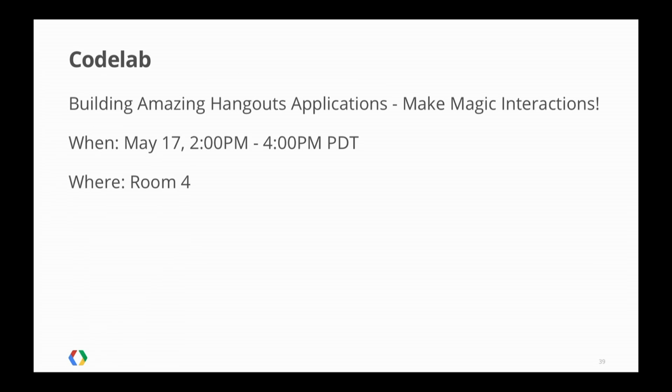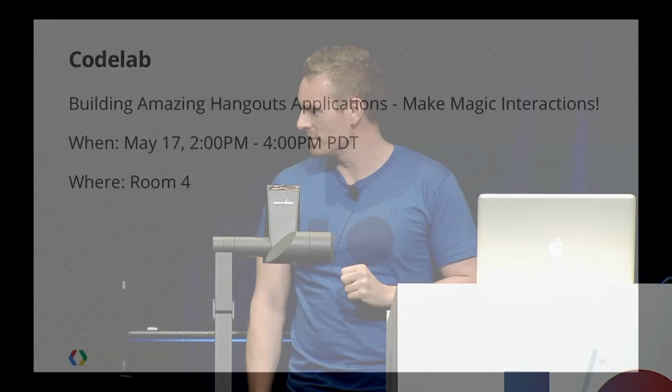And just a little upsell, we have a code lab on Friday at 2 p.m. We'll be going through some of these things, building a simple app that covers all the APIs that Jonathan talked about. I think it's got some of the new stuff in it, hand tracking at least. So if you're interested in that, I encourage you all to show up and see how easy it is to build Hangout apps.